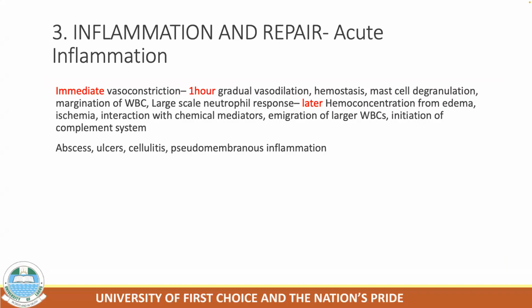So usually for acute inflammation, there's immediate vasoconstriction once the injury happens. Within the next hour, there's gradual vasodilation of blood vessels within the area. The hemostatic plug becomes formed within the hour. You have mast cell degranulation. You have margination of white blood cells. A large-scale neutrophil response also happens.